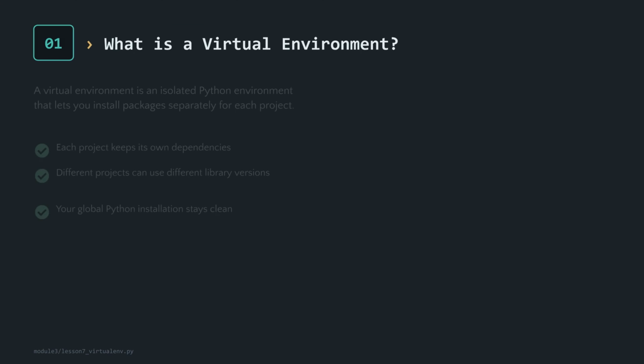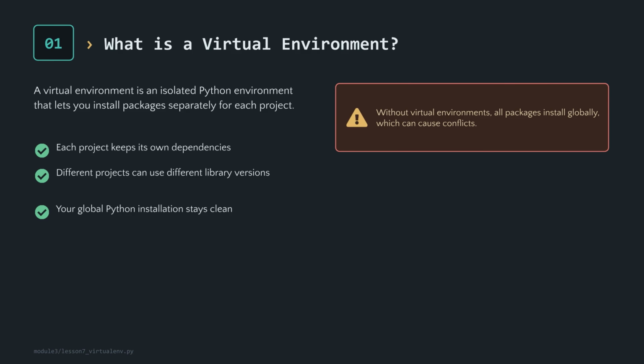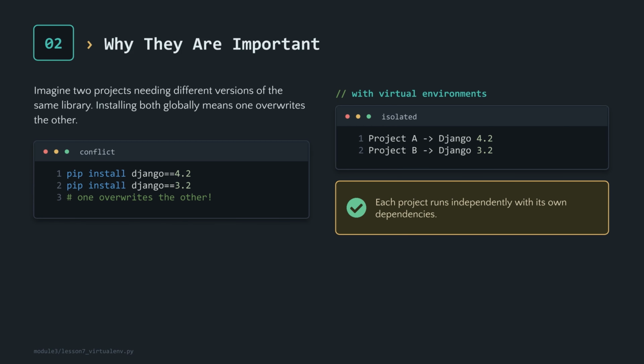A virtual environment creates a sandboxed space for your Python packages. It allows different projects to use conflicting library versions without issue. Without this isolation, packages install globally, which frequently leads to environment instability. Here is why this matters. If Project A needs Django 4.2 and Project B requires 3.2, a global installation will cause an overwrite. Virtual environments allow each project to maintain its independence, ensuring that they only use the specific library versions they require.